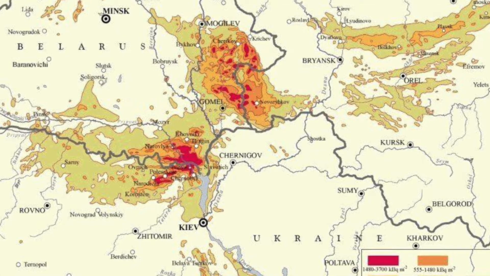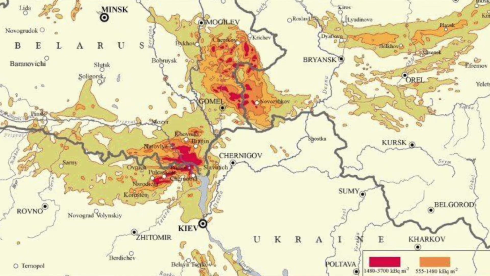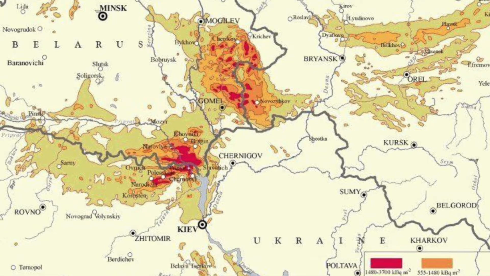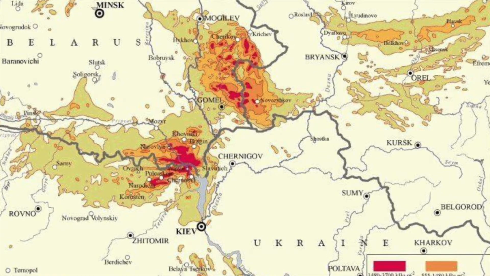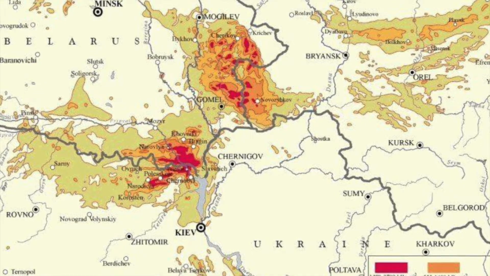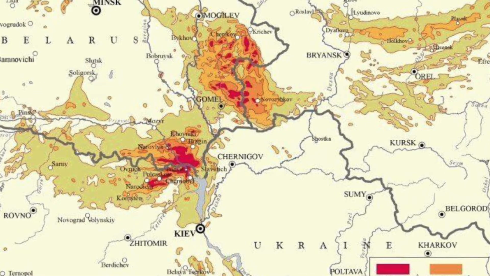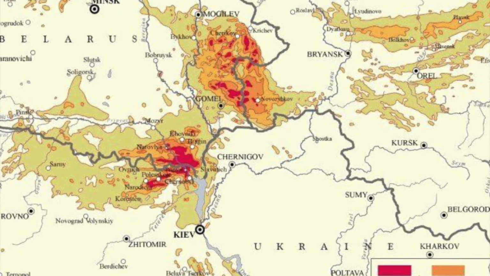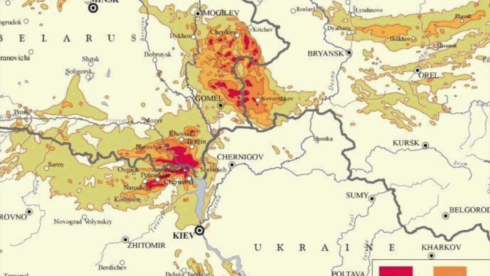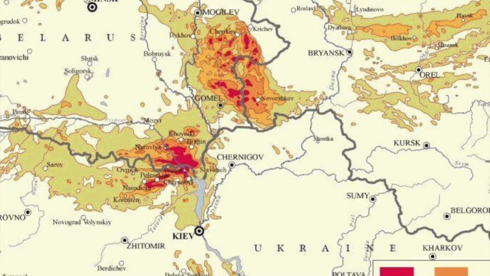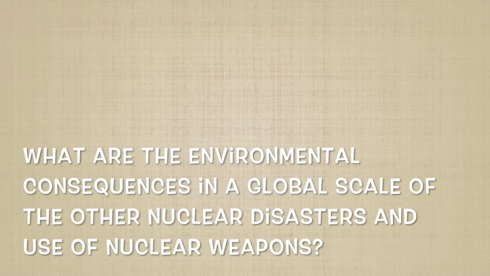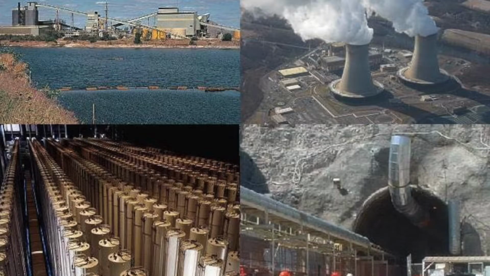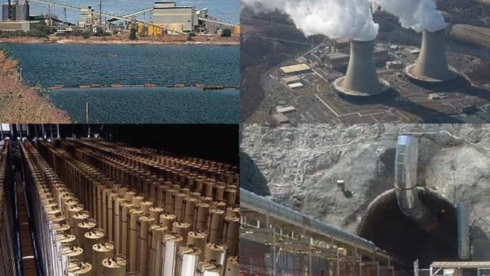Acid rain fell in many of the countries in Europe, which led to death in the local area near Chernobyl. Large amounts of radiation went to the atmosphere, and many around the area suffered from radiation-related illness. The radiation mutated local wildlife and plants, and people started questioning if nuclear energy really was safe. What are the environmental consequences in a global scale of the nuclear disasters and use of nuclear weapons?